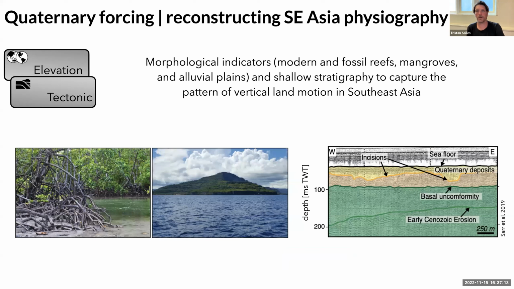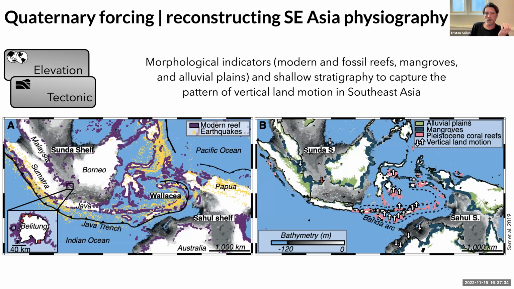So what kind of information have we got for Southeast Asia? First, in terms of elevation and tectonics, we've got several morphological indicators, such as the position of the modern and fossil reefs, and the places where we've got some information about the stratigraphy. From that we can already have some ideas about the tectonic forcing in the region over the last million years, we'll say.